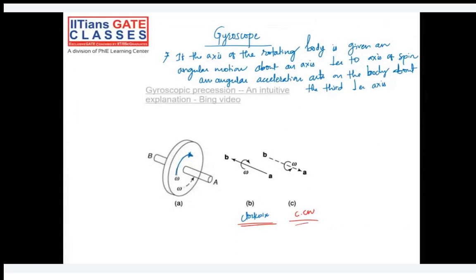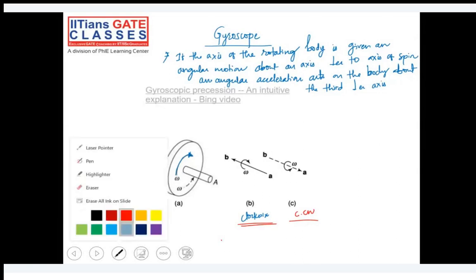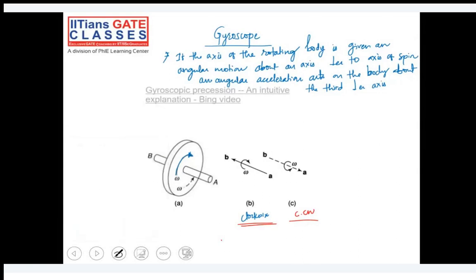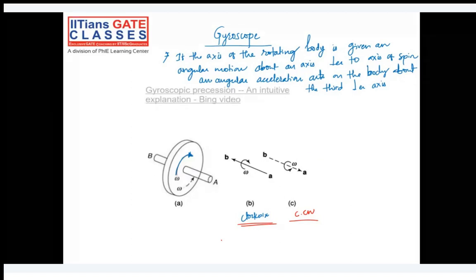So put your thumb towards the arrow and check how your fingers are. In this case the arrow is in this direction, so your fingers will be in clockwise direction. In the second case, if the arrow is in this direction, your fingers will be in counterclockwise direction. So remember, we will be using this kind of figures a lot in this chapter. Let's come back to this definition.